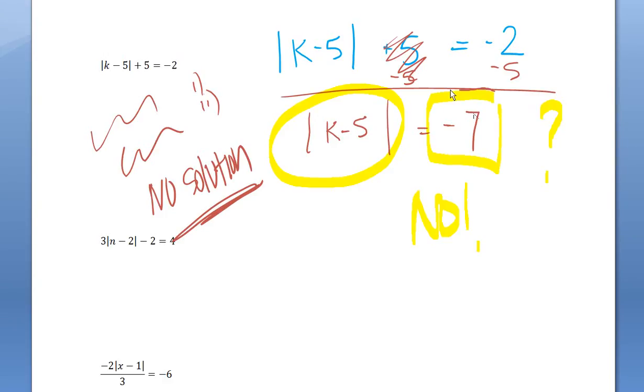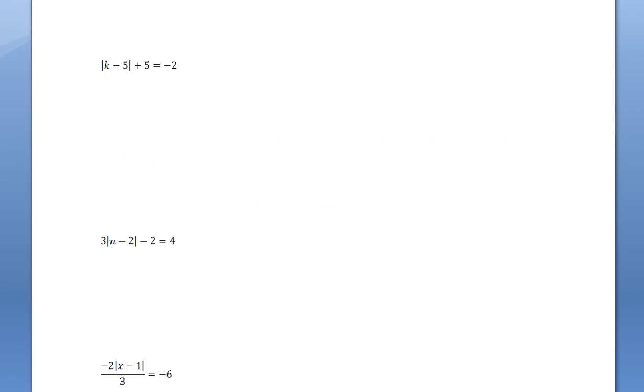But you need to pay attention with absolute value to see if it's even possible to do the problem. In this case, it's not. I can't have absolute value equal to a negative answer. It will never happen. So that was an easy problem in that we didn't have to do much work. A difficult problem in that you had to be smart when you were thinking through it.